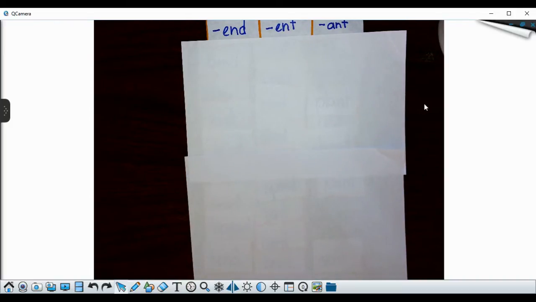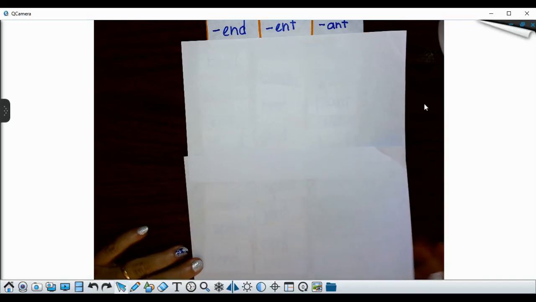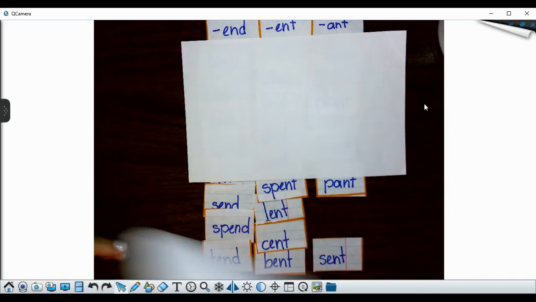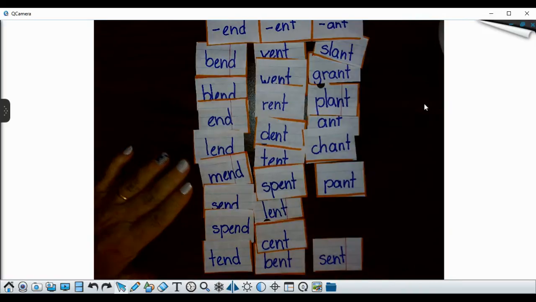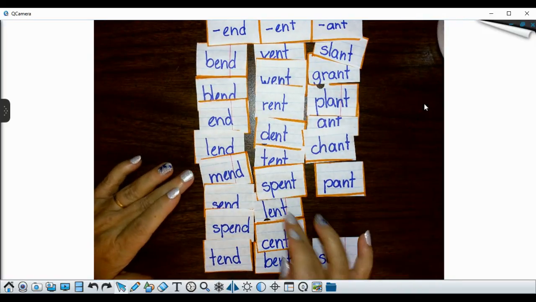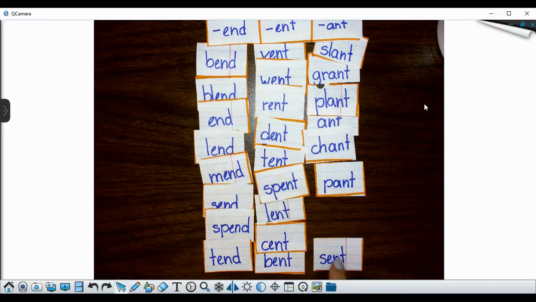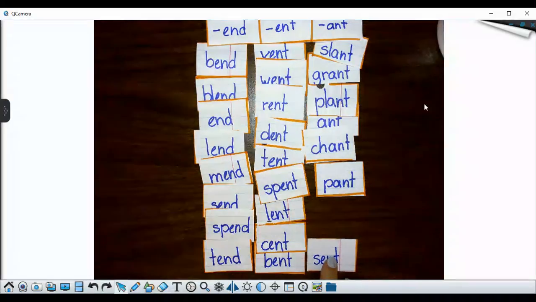All right, now that you've sorted your words, I'm going to unveil mine. And you're going to check that you have your words in the correct column. Go really check that you don't have any in the wrong spot. Remember, my last word down here didn't fit, so it's over to the side. All right. And today is our blind sort.